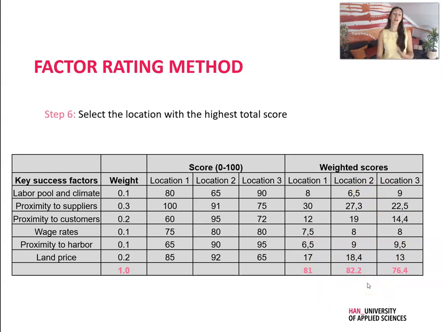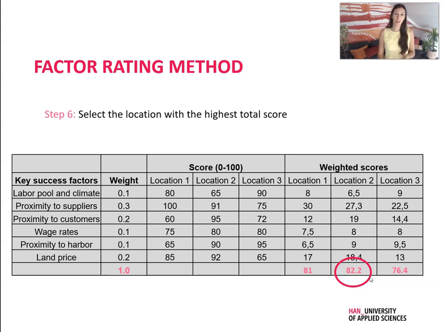And as a final step, we're going to select the location with the highest total score, and in this case, it would be location number 2 with 82.2. So what we get out of this method is that the distribution center number 2 that we are evaluating seems to be the best fit out of these 3 locations for the company.